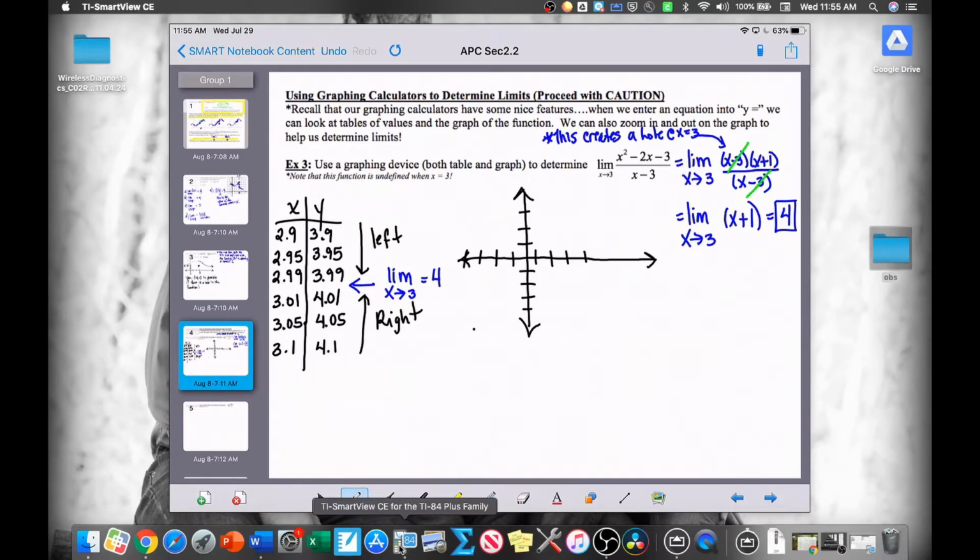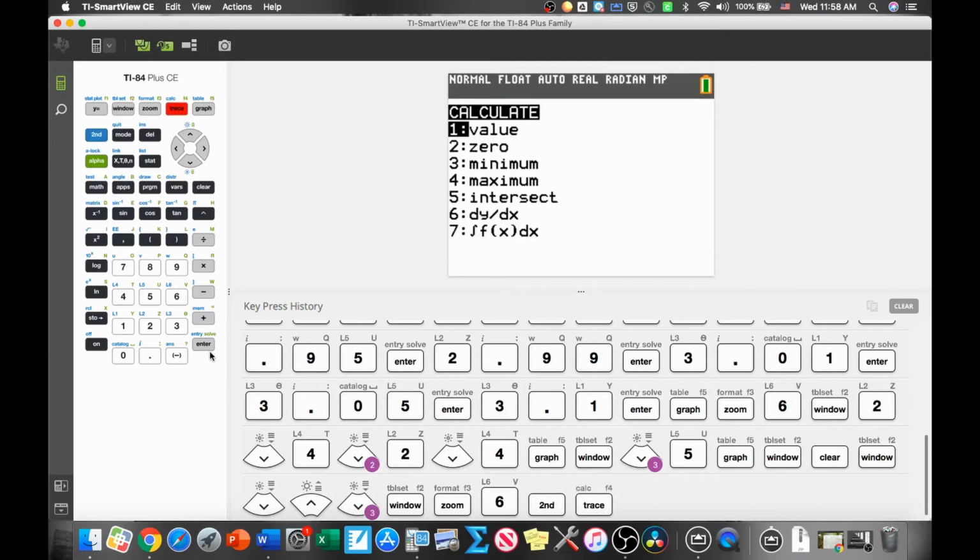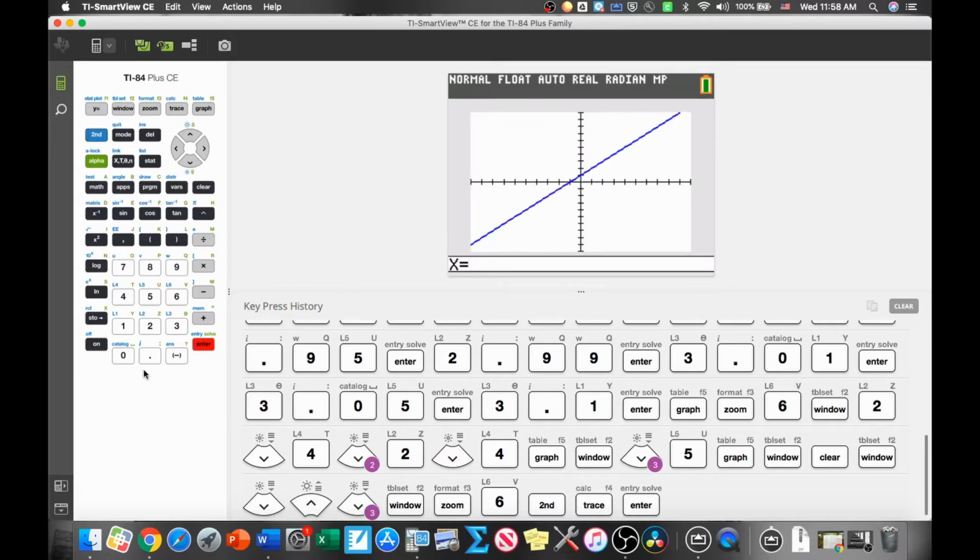And see, we have our linear function as expected with a y-intercept of 1 and a slope of up 1, right 1, up 1, right 1, up 1, right 1. Well, right here where x is 3, we expect that there is a hole in the graph. So there's a couple ways that we can verify this. One thing we could do is we could do that second level calculate, where we ask it a value, and if we enter in x equals 3, we expect that there should be no y value.